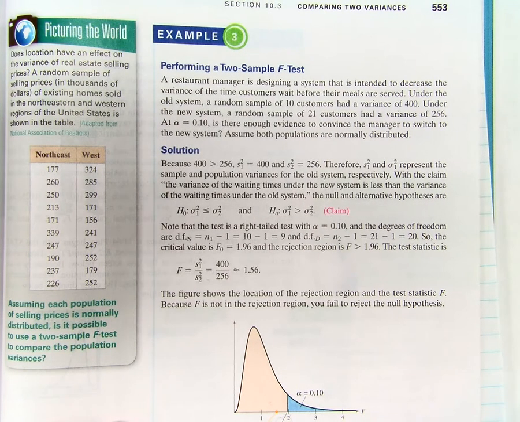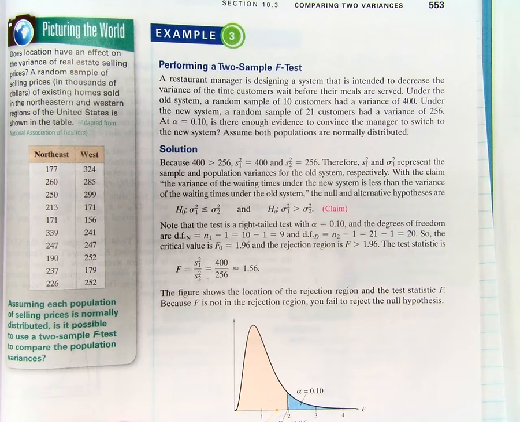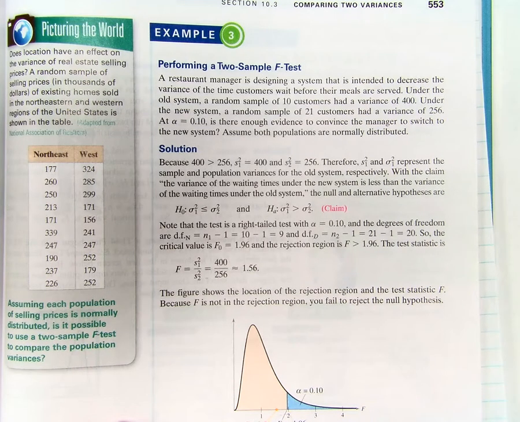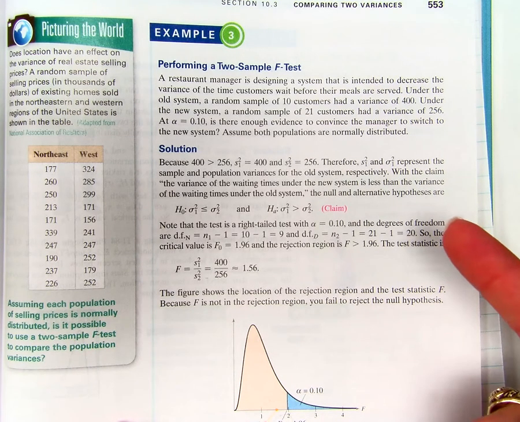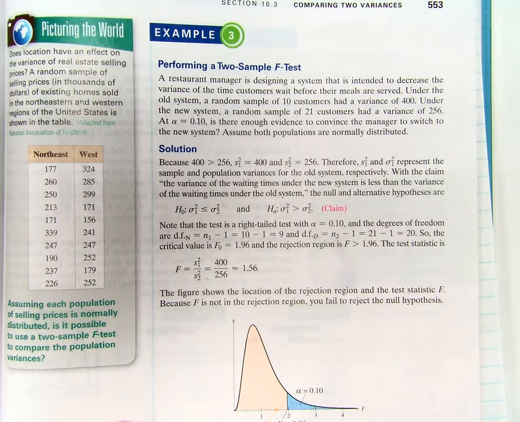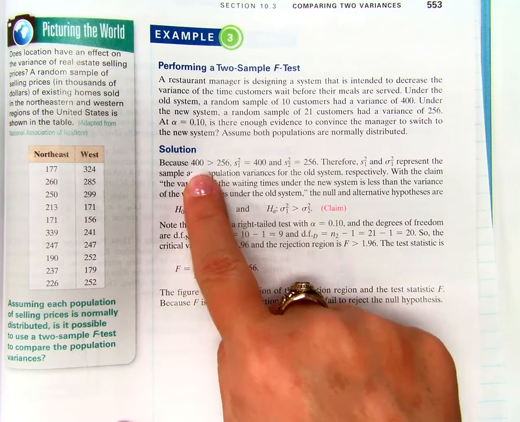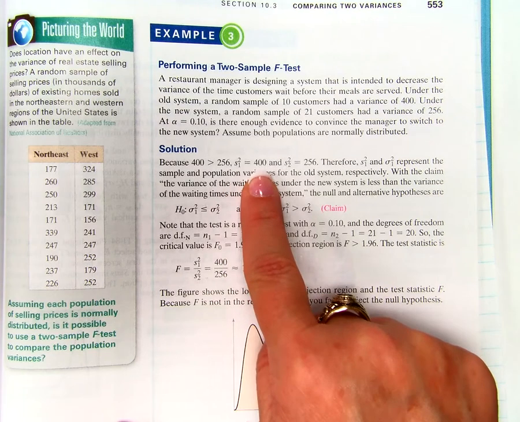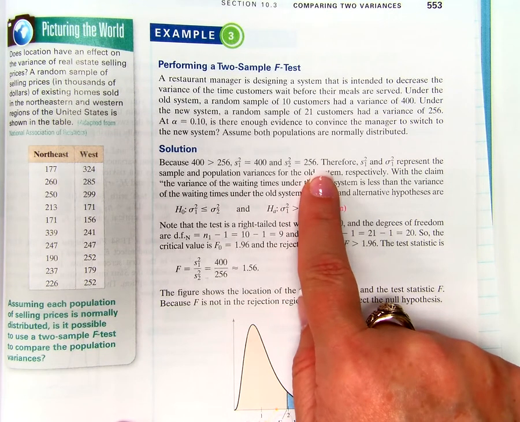Now, part of my trouble with some of this stuff is it's not real. It's all made up numbers. We just do a whole bunch of calculations. Guys, this is real. Managers do this. Business people do stuff like this, don't they? So, because 400 is greater than 256, our sample 1 is going to be 400 and our sample 2 is going to be 256.